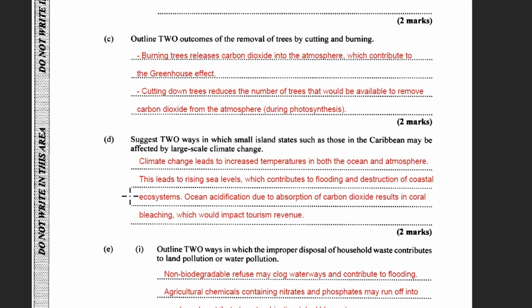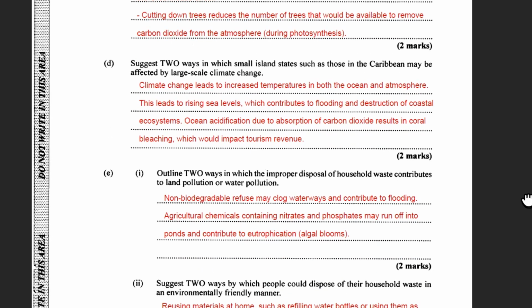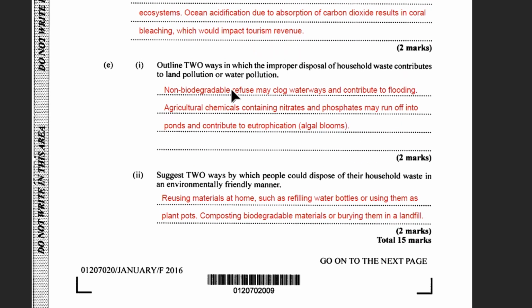Next, we have ocean acidification. Basically, when carbon dioxide gets absorbed into oceans, this lowers the pH of the water. This results in coral bleaching, and as a result this would impact tourism revenue. And let's look at E. Outline 2 ways in which the improper disposal of household waste contributes to land pollution or water pollution.